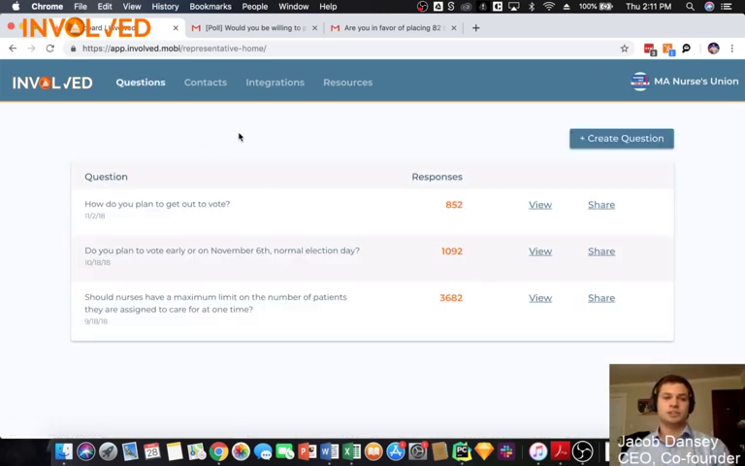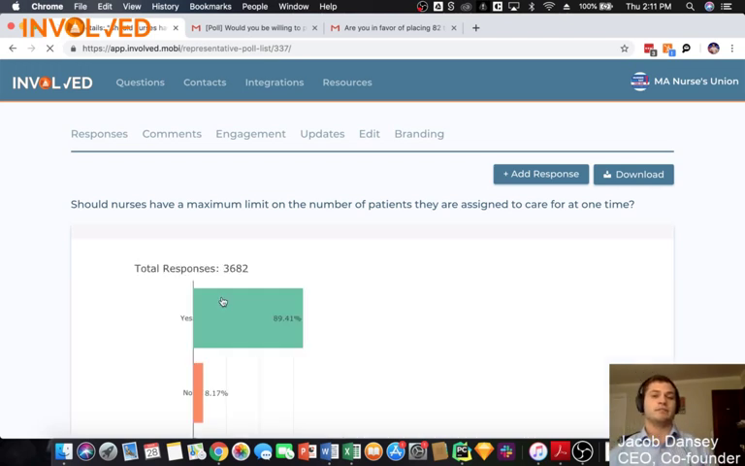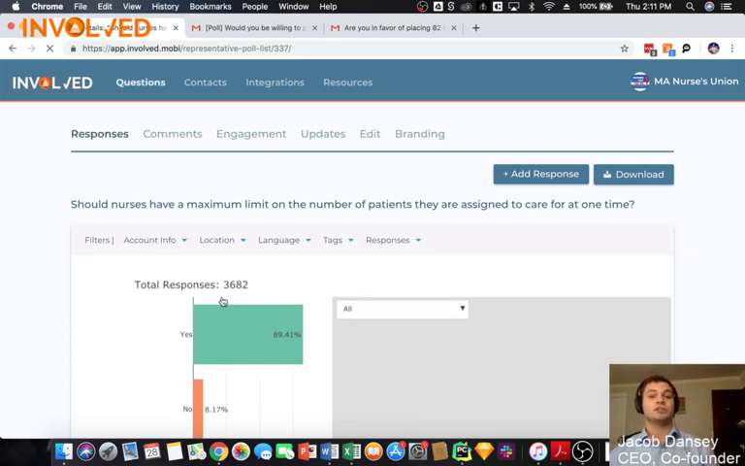So the initial question that the MNA asked for was just the question that they wanted to put on the ballot: should nurses have a maximum limit on the number of patients they're assigned to care for at one time? And they imported this to their member list and sent it out to all of them that way. And they also ran the question on their Facebook page and boosted the post on Facebook and that brought in over 1,000 new emails of supporters on this issue because people were sharing it on Facebook and seeing it pop up.